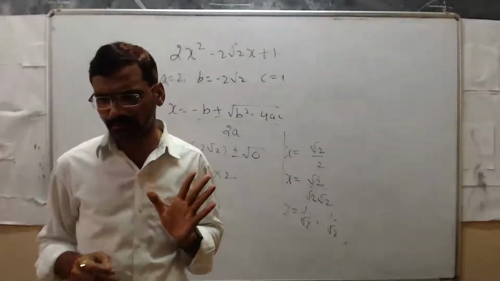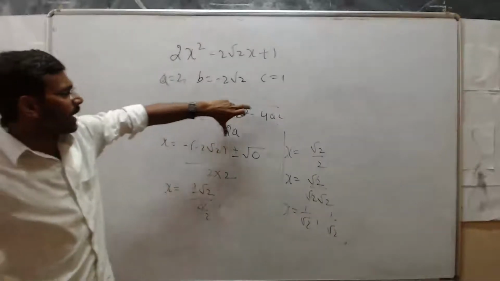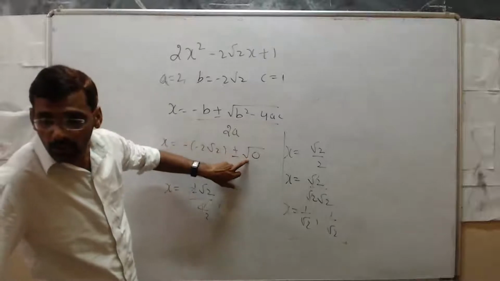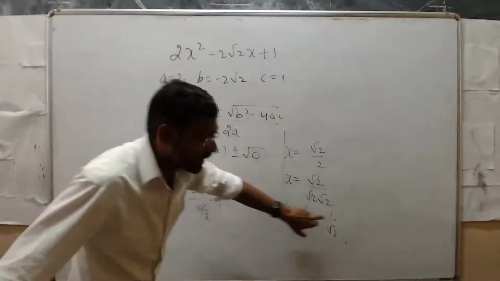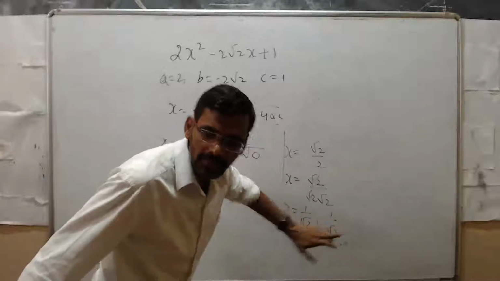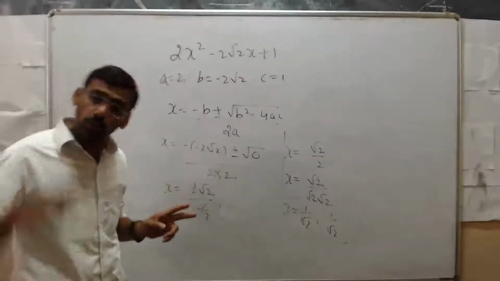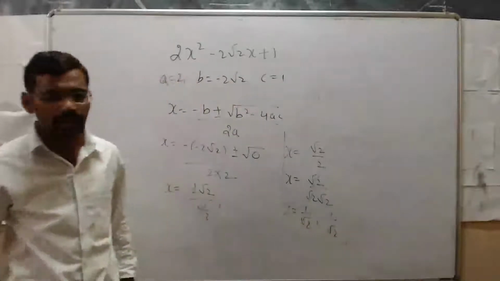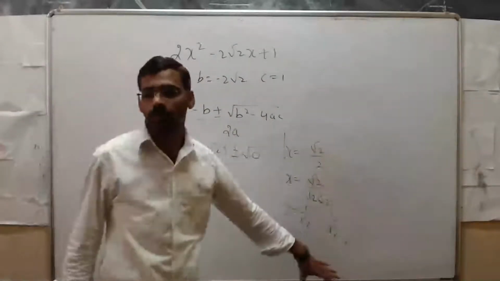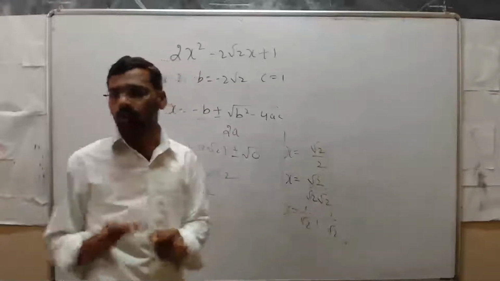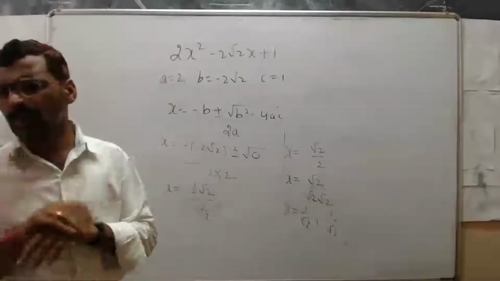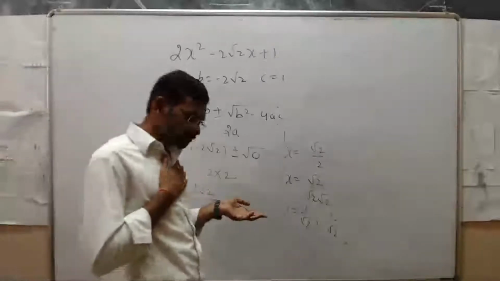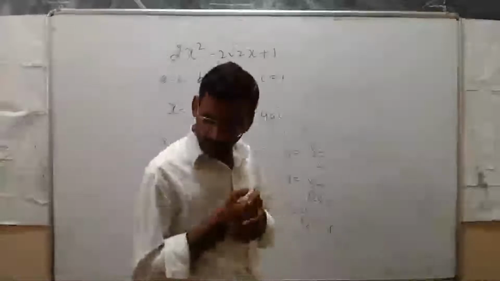What does it indicate? It indicates that if b square minus 4ac value is 0, then the roots are same. Both roots are same. A quadratic equation has 2 roots, but both the two roots are same. When is it possible? Only if b square minus 4ac value is 0, then both the roots are same.